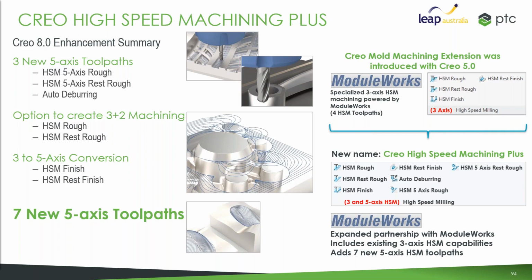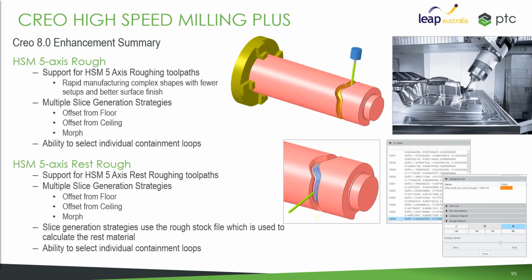So back in Creo 5, there was a mold machining extension introduced, which was using the ModuleWorks tools for toolpath calculation. So this was a lot of high-speed 3-axis machining. So the new High-Speed Milling Plus is bringing ModuleWorks in to add in their 5-axis machining capabilities. Okay, so there's 7 new 5-axis toolpaths that have been introduced.